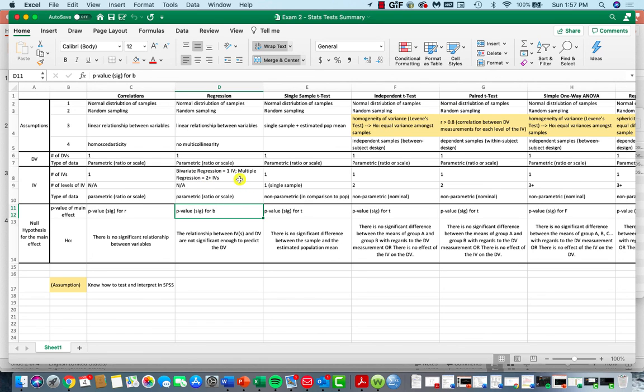Regressions could also be bivariate or multiple, and those are determined by the number of independent variables that you have identified. Okay. As far as the p-value for the main effect, for a correlation, the main effect is the relationship, or whatever the significance is for the correlation coefficient R, which is telling us if there is a significant relationship between variables. So the null hypothesis you want to know for correlations, right, is there a significant relationship? Null hypothesis says no, right?